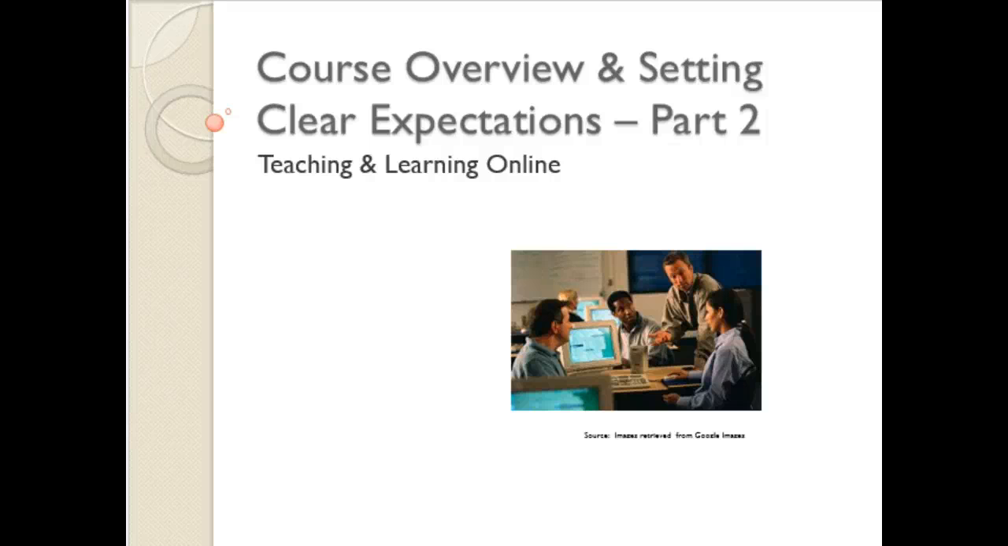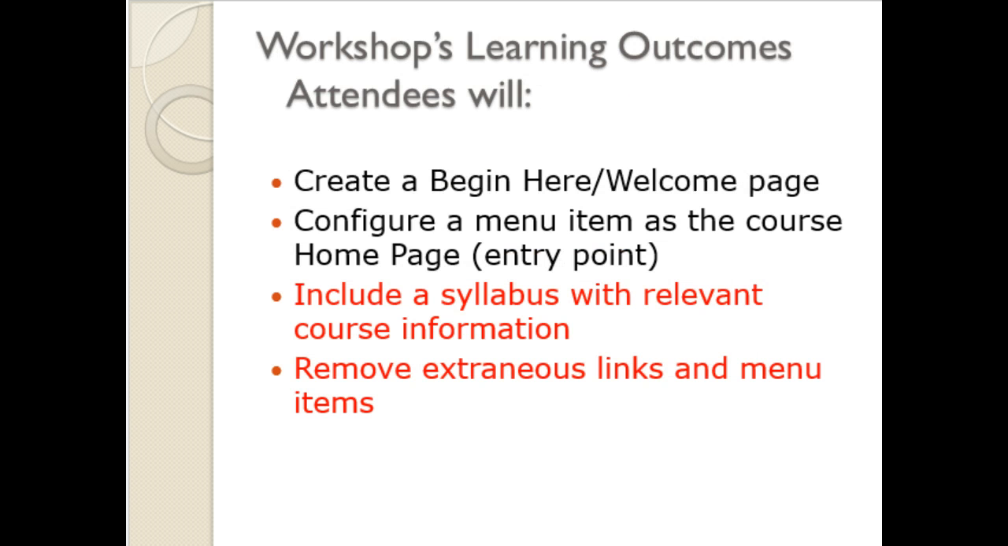Welcome back to part 2 of Course Overview and Setting Clear Expectations in the Teaching and Learning Online series, module number 10. So far we've talked a little bit about creating a Begin Here and Welcome page, configuring a menu item in Blackboard as your course entry point. I hope you're able to accomplish that in your last set of tasks. Now what we want to talk a little bit about is including a syllabus with relevant course information and making a clear navigational path for your students, removing extra links and menu items.